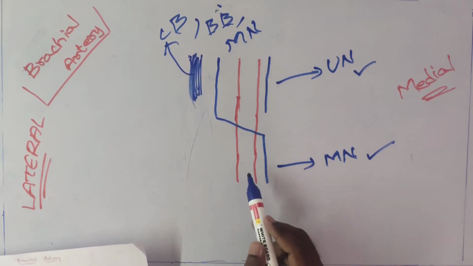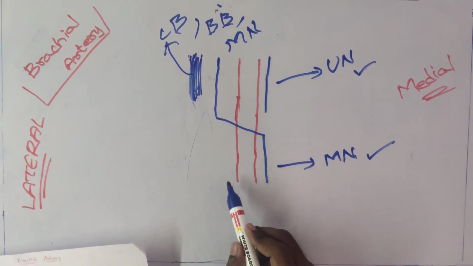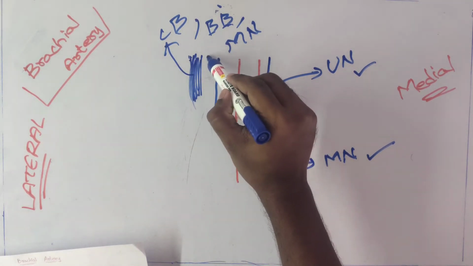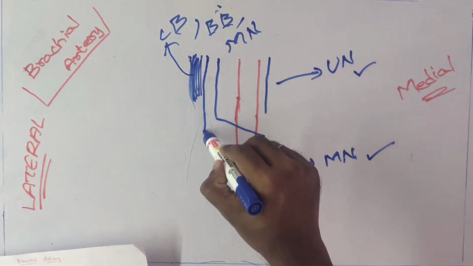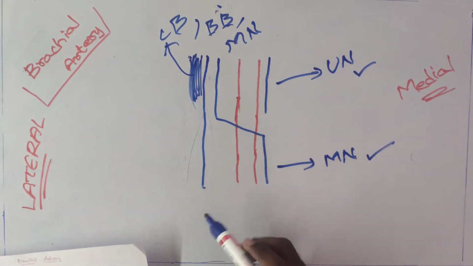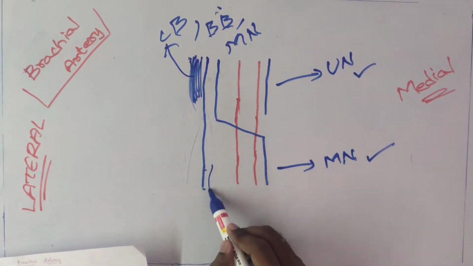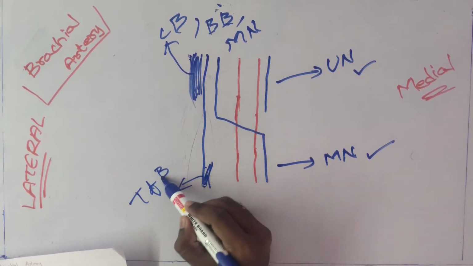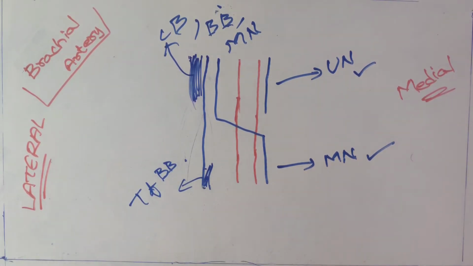Now coming to the elbow part, and here is the elbow. We can see the tendon of biceps brachii. See, biceps brachii runs from the upper to the lower side. At the lower part, we can see the tendon of biceps brachii. This is the lateral surface. Okay, we have completed the medial, lateral, posterior, and anterior.